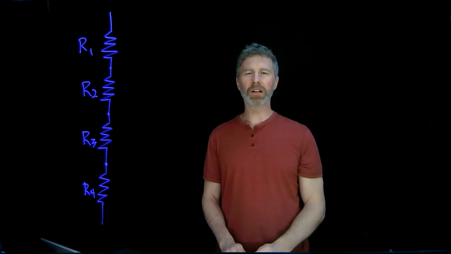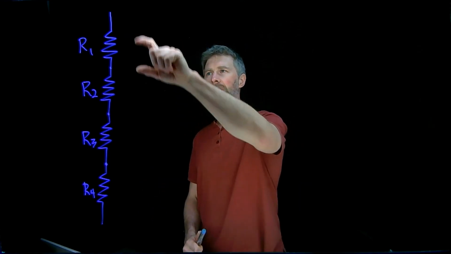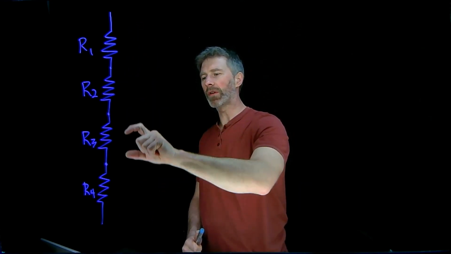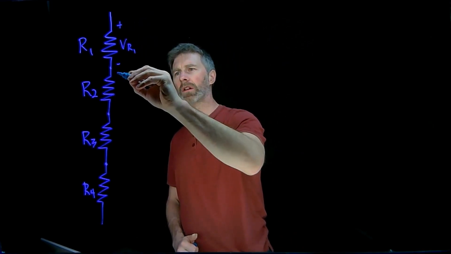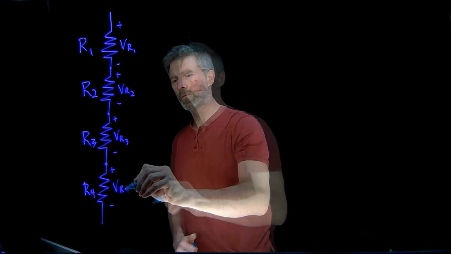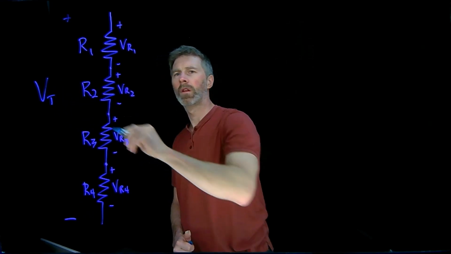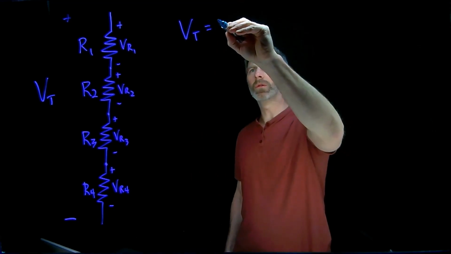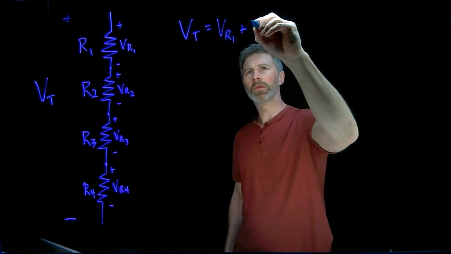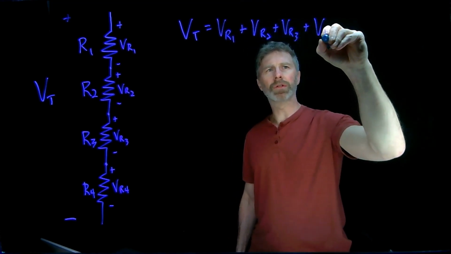Voltage across devices in series is summative. What that means is that the total voltage across this set of devices is going to be equal to the sum of the voltages across each one of the individual devices. So if I have voltages for each one of these components, and I have a voltage across the whole circuit, that total voltage has to be equal to voltage across R1 plus the voltage across R2 plus the voltage across R3 plus the voltage across R4.